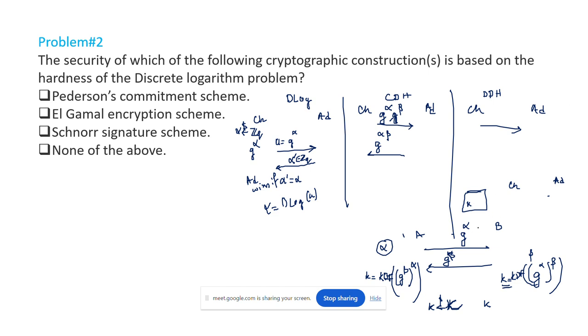So basically, in this case, the Elgamal encryption scheme is based on the CDH problem, because there is no encryption of the key that is happening. And wherever we are encrypting the key, it becomes a DDH problem, because there g raised to alpha beta should be indistinguishable from the ciphertext that's generated. Right, you can say that. Yeah.